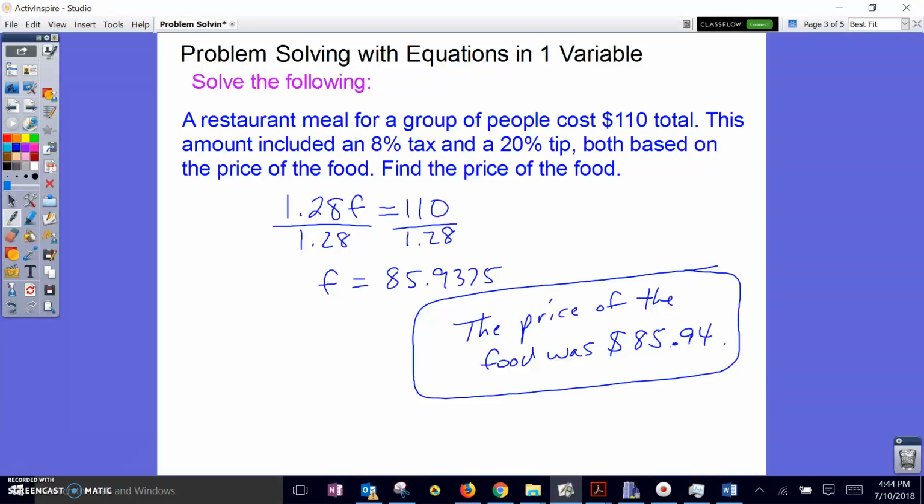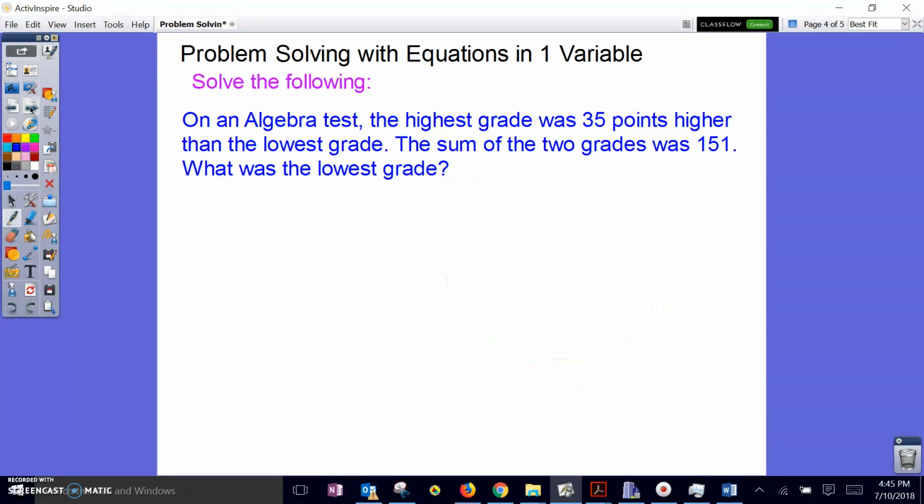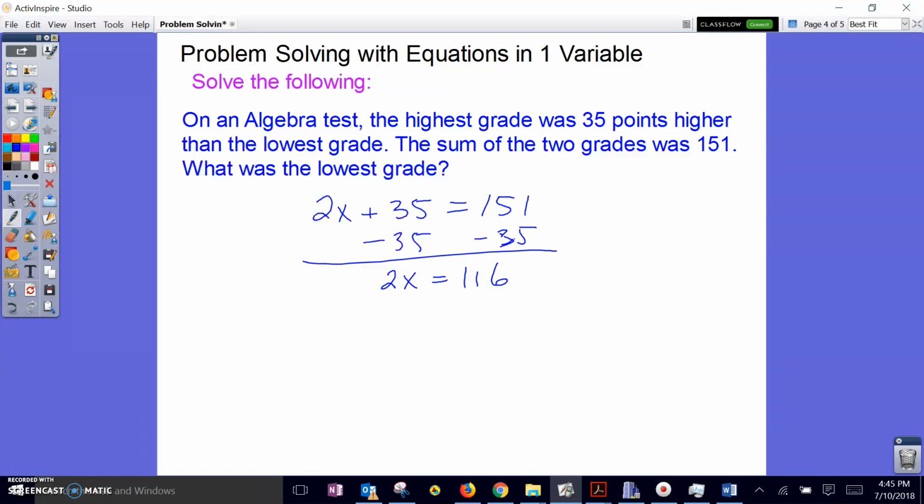Okay, on to our next example. On an algebra test, the highest grade was 35 points higher than the lowest grade. The sum of the 2 grades is 151. What was the lowest grade? Our equation that we wrote in the previous video was 2x plus 35 equals 151. I'm going to go ahead and solve this. Subtract 35 from both sides. We get 2x equals 116. Divide both sides by 2. X equals, and 116 divided by 2 is 58.